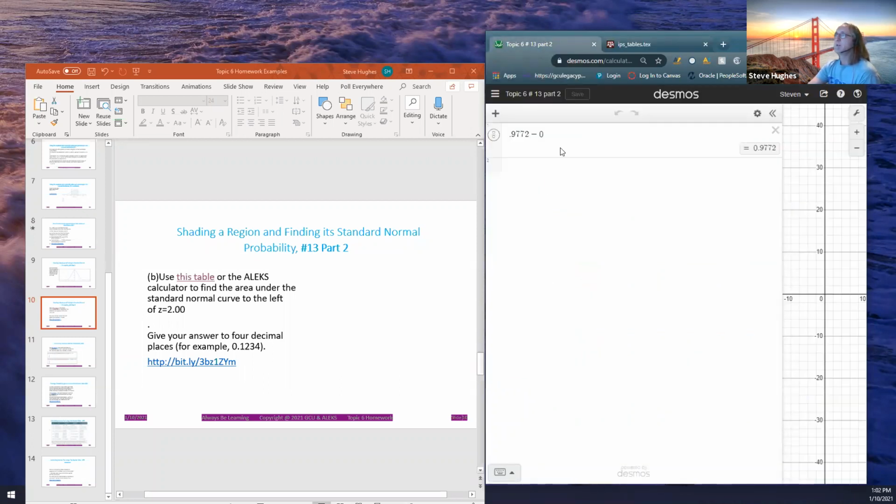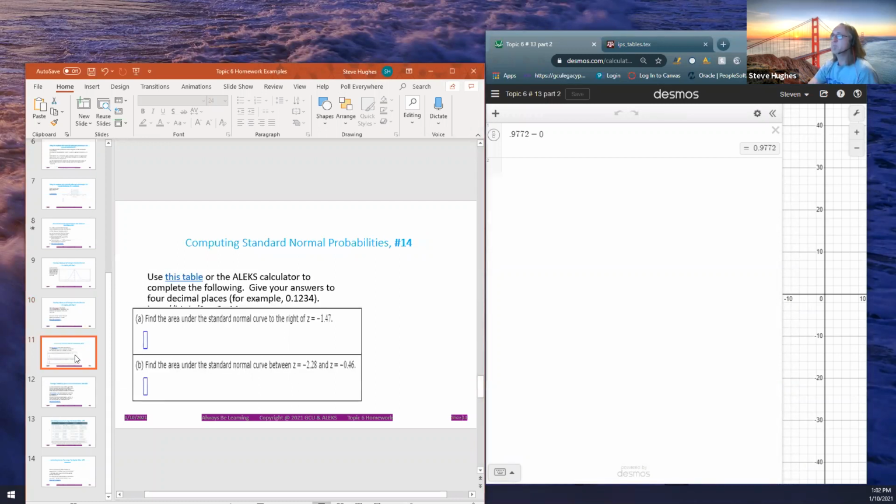Okay, so 0.9772 minus 0 is 0.9772. Okay, so the area that we are looking for is 0.9772, which tells us what, once again? That tells us that 97.72% of the data lies below that z equals 2. That's what it says, okay? Good, super good, everybody. All right, let's keep going.